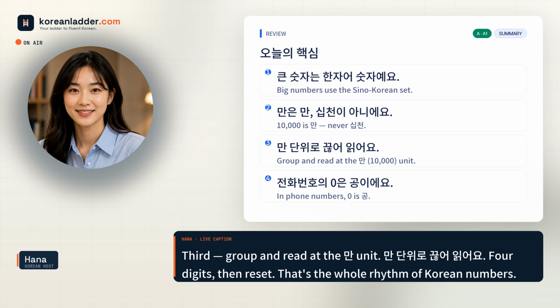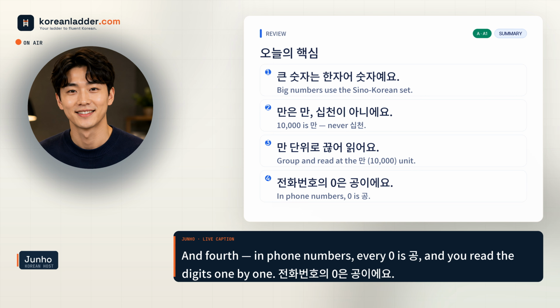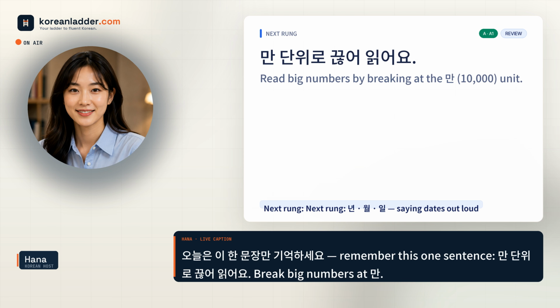That's the whole rhythm of Korean numbers. And fourth, in phone numbers, every 0 is 공, and you read the digits one by one. 전화번호의 0은 공이에요. 오늘은 이 한 문장만 기억하세요. Remember this one sentence. 만 단위로 끊어 읽어요. Break big numbers at 만.